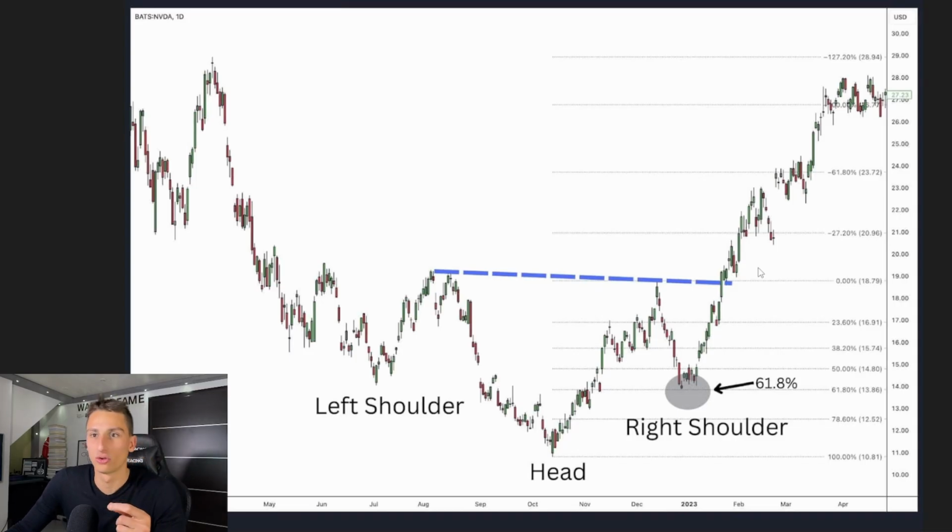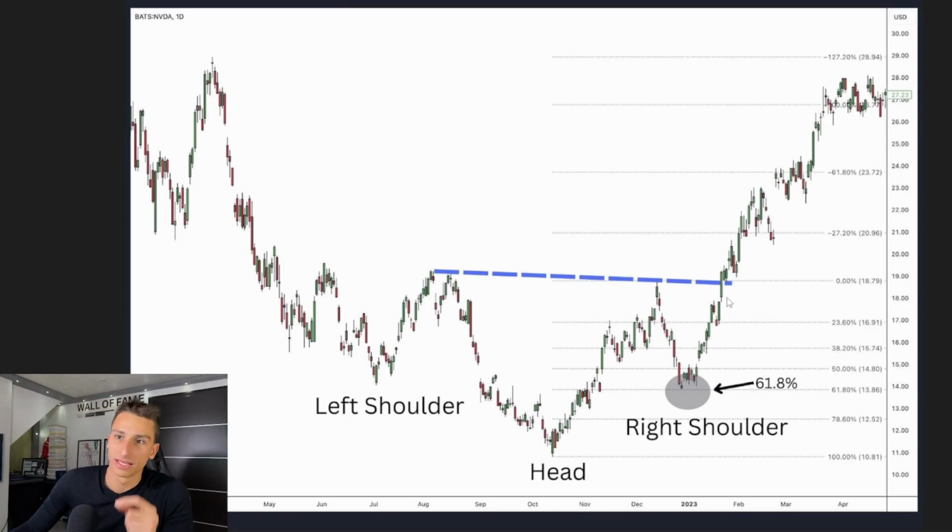All right, so then you just need to put your stop loss below the right shoulder, and the target, as I said, you project the high from the neckline to the head at the breakout, and then the market is going to do its job.